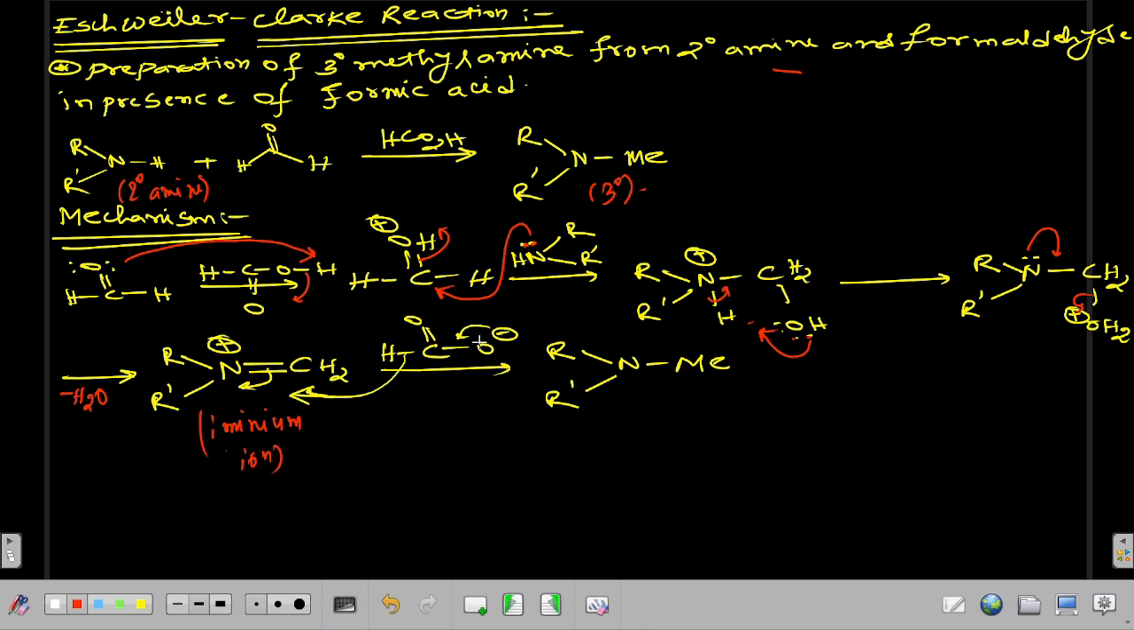Next step is, like in the first step, it will lead to the formation of this carboxylate ion. So this carboxylate ion will react with this one, and the anion will shift this way, and this hydride will attack on this CH2, and this bond will shift to the nitrogen cation, and it leads to the formation of 3-degree amine.